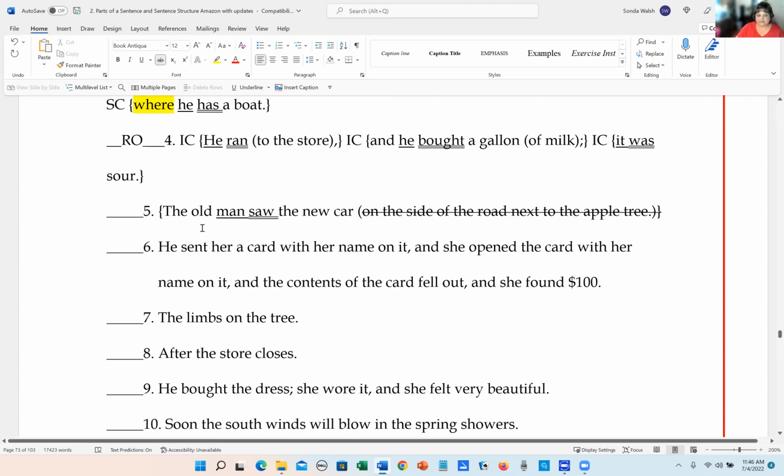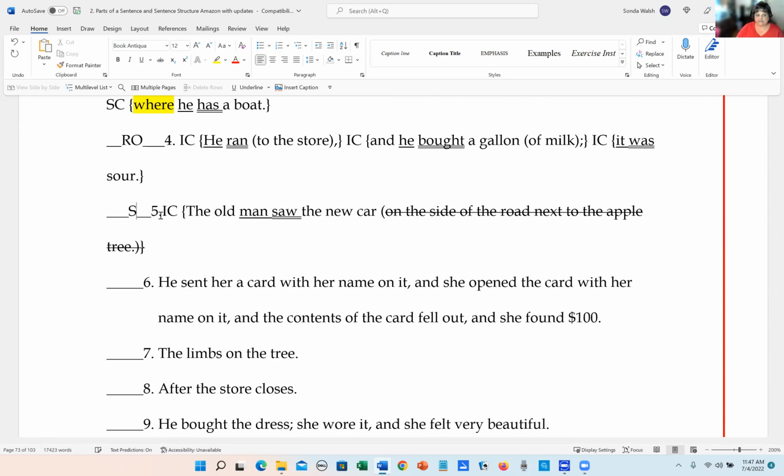Now I go to my subject, man. I look to the left. I'm looking for subordinating conjunction or relative pronoun. The is an adjective, old is an adjective. Neither of those are subordinating conjunctions. Therefore, this is an independent clause. So one independent clause is also known as a sentence. So this is a sentence.